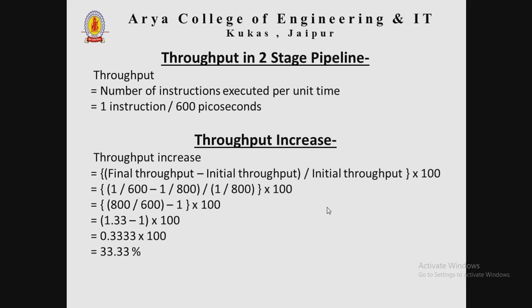The final part to be calculated is the throughput increase, which is equal to final throughput minus initial throughput divided by initial throughput into 100. We have gathered all the values. Putting the values and simplifying, we get the result as 33.33%.